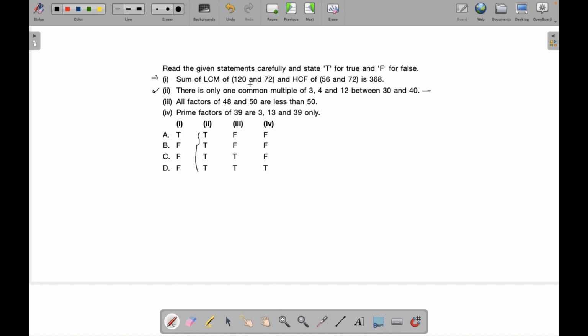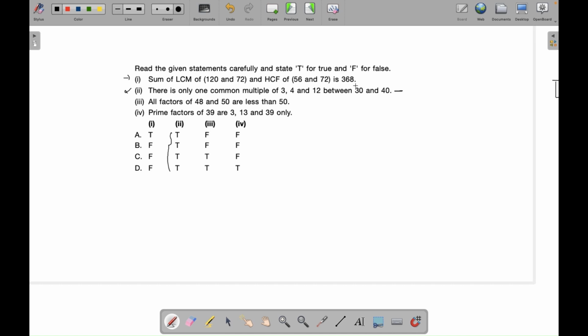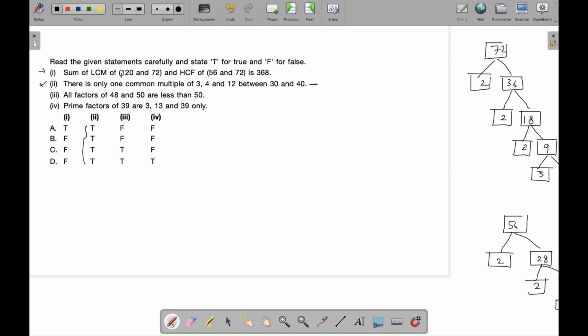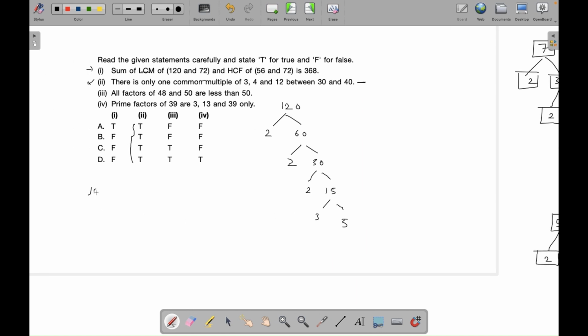The sum of the LCM of 120 and 72 and the HCF of 56 and 72 is 368. So we will first compute the LCM of 120 and 72. If I write 120, I'll get 2 and then 60, 2 and then 30, 2 and 15, and then 3 and 5. So 120 will be equal to 2 times 2 times 2 times 3 times 5.